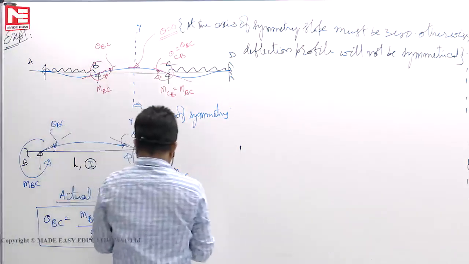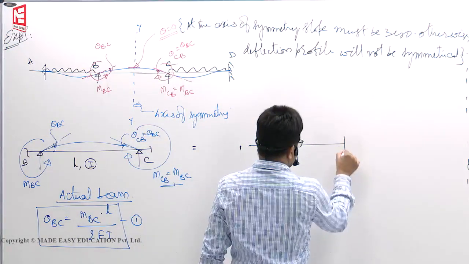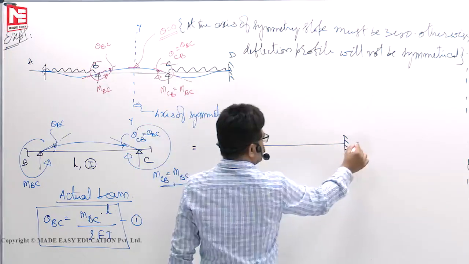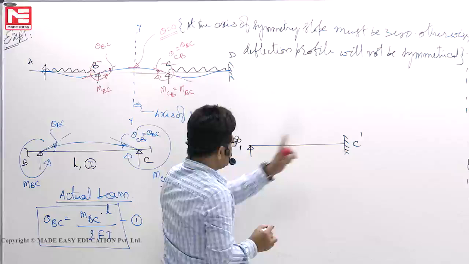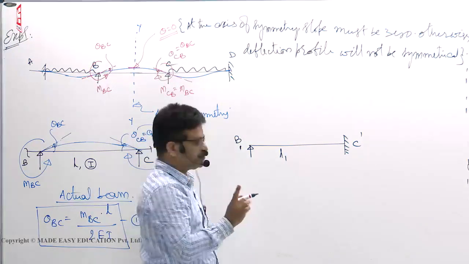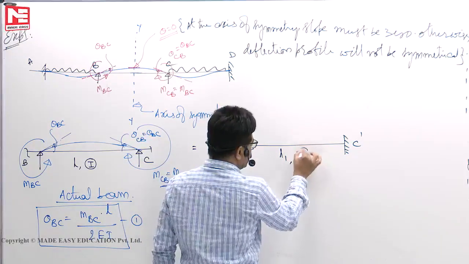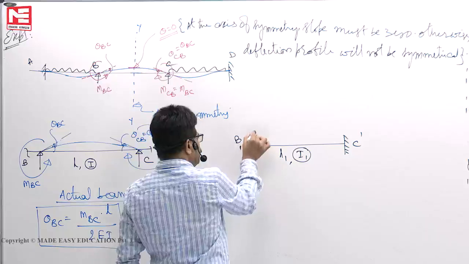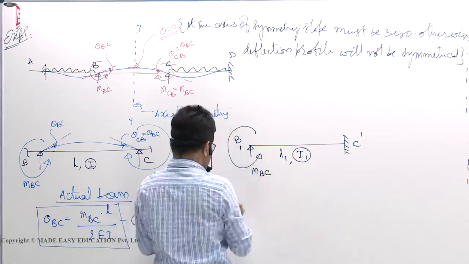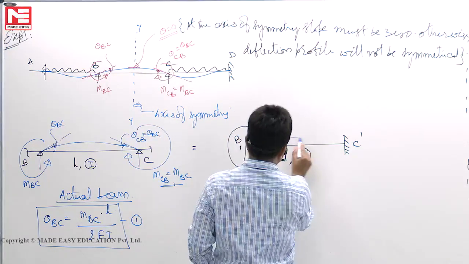I want to replace it with another beam like this. I'll fix it here. This is BC dash. Now BC dash length is not L by 2, some L1. Remember that, not L by 2. I value is not I by 2 or 2I, it is simply some I1. But I will apply the same moment on this independent beam, same moment MBC. And this deflection profile is something like this. This we know how it deflects.